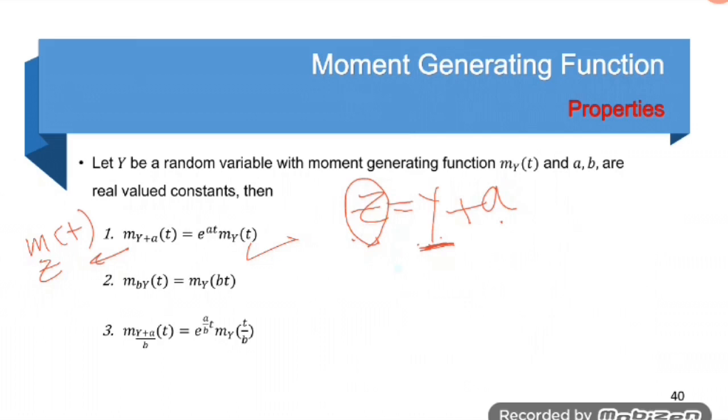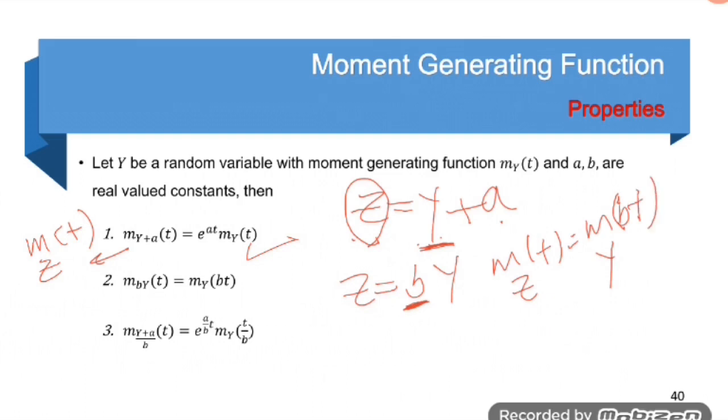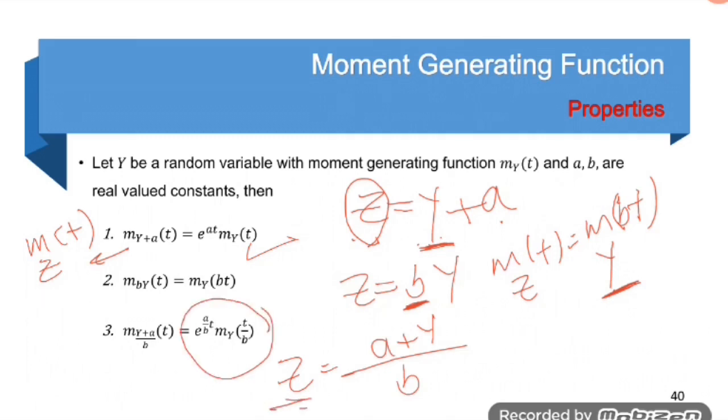Okay, if z in another case is a constant times the variable, z equals b y, the moment generating function of z will be the moment generating function of y after substituting for each t by bt. If we generalize this formula to z equals a plus y divided by b, then the moment generating function of z is given by e to the power a divided by b times t, multiplied by the moment generating function of y at t divided by b.